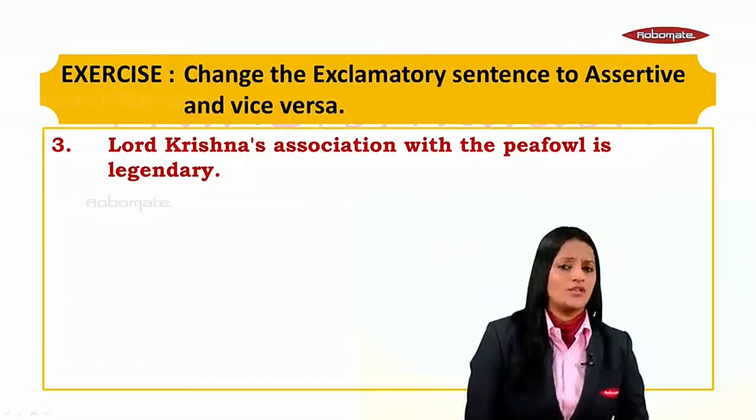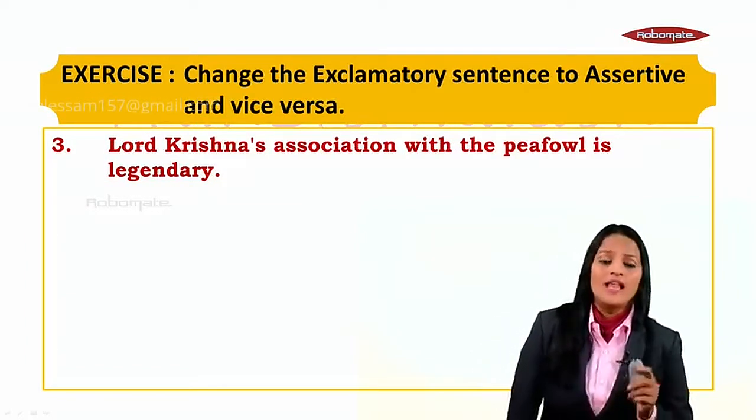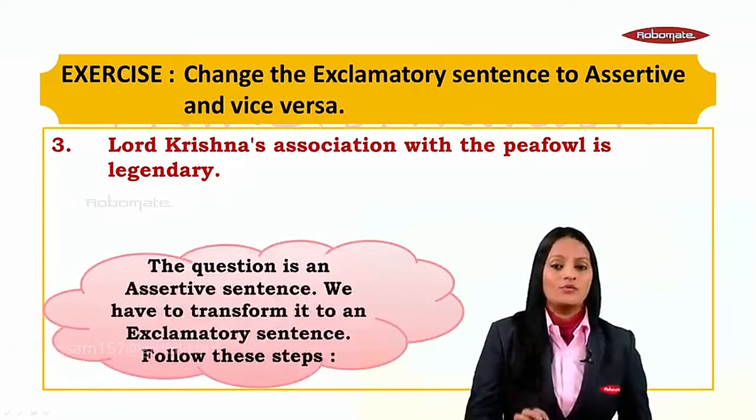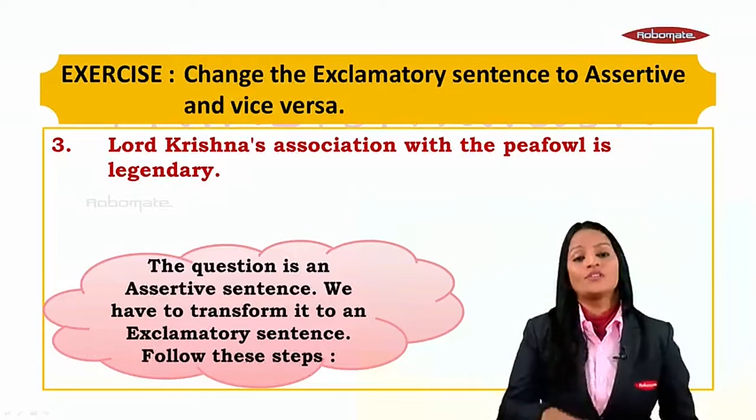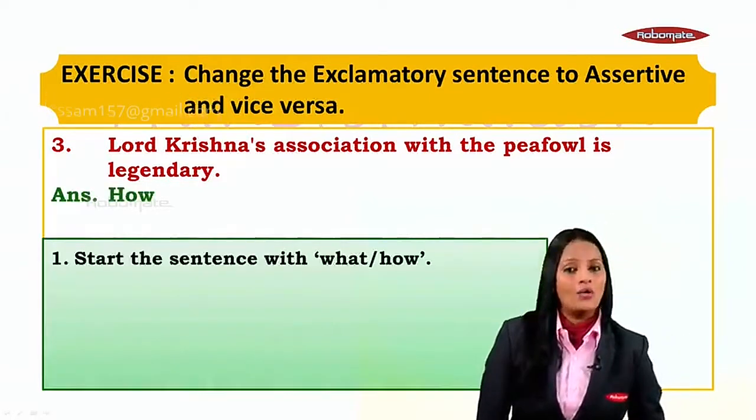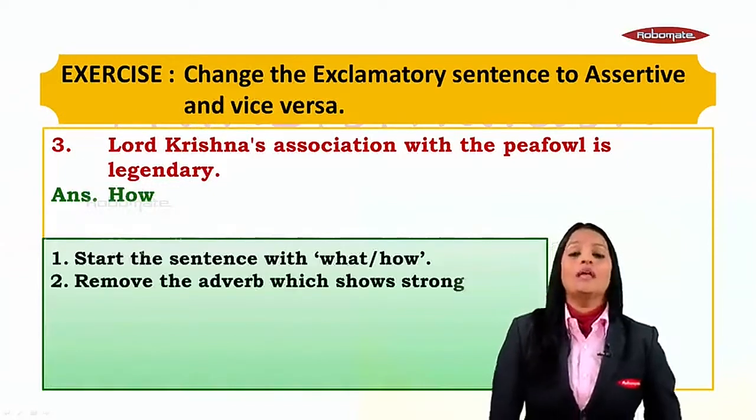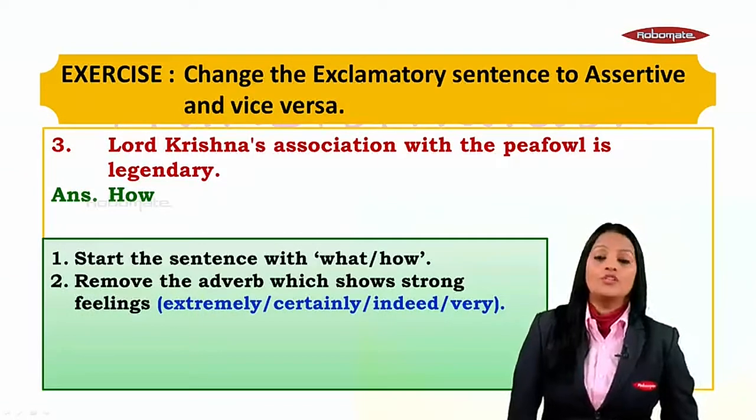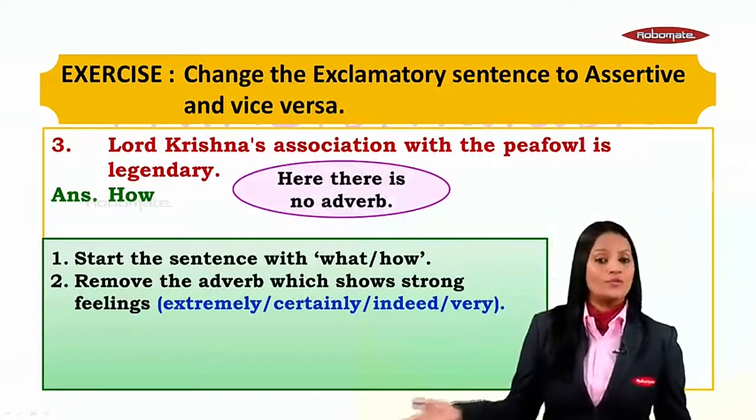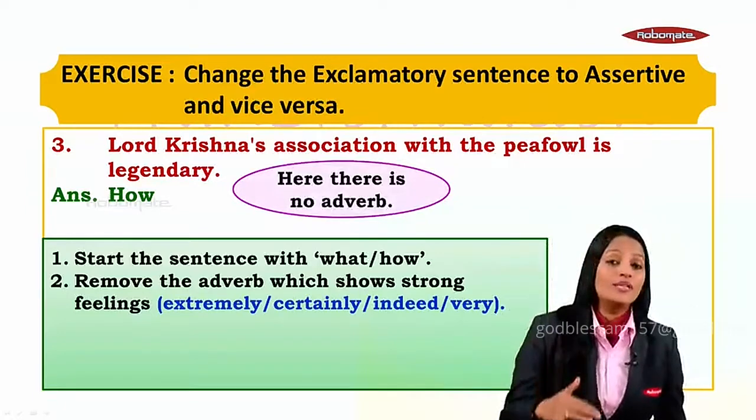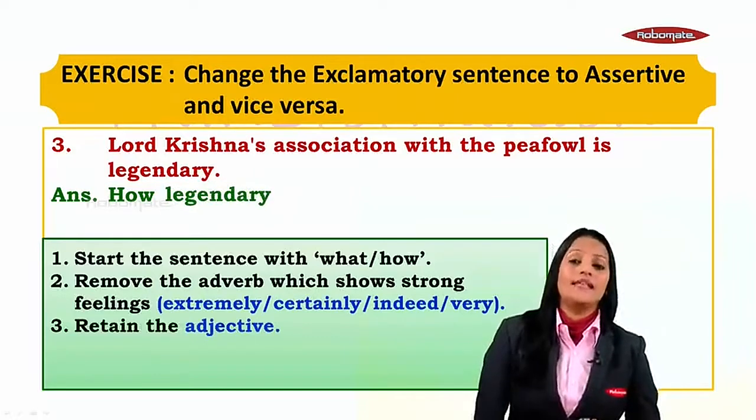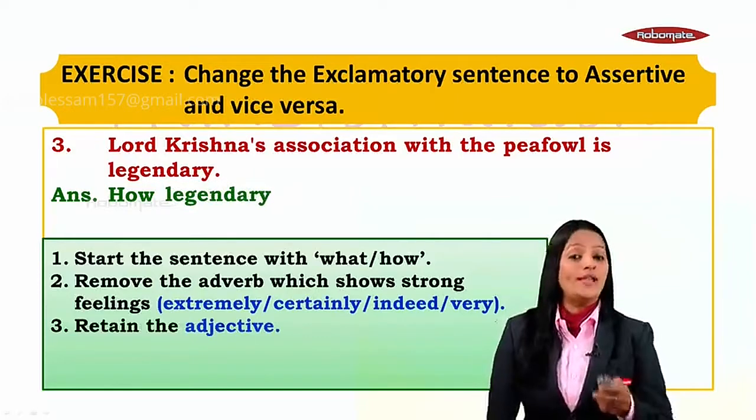"Lord Krishna's association with the peafowl is legendary." Students, it's a big sentence. Don't worry. First and foremost, it is assertive. We are going to change it into exclamatory, meaning we are going to start with a "what" or a "how." In this case, "how." Okay. Now, remove the adverb which shows strong feelings. Now, in this case, students, there is no adverb. So, it's okay. Fine. But we have to retain the adjective. Now, students, the adjective in this case is "legendary." So, we will say "how legendary."